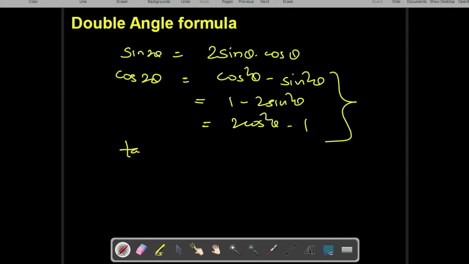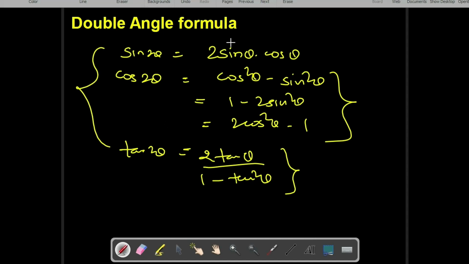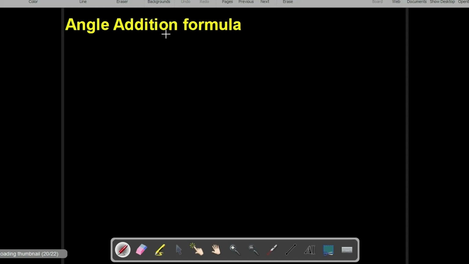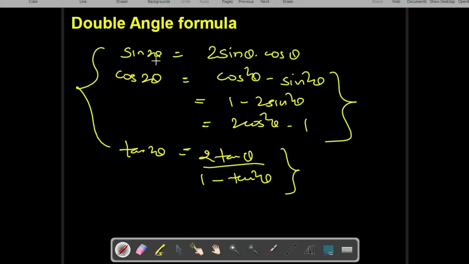Now similarly, tan 2 theta will be 2 tan theta upon 1 minus tan square theta. Now how does this come? There are a couple of formulas which we also need to remember, based on which we can identify these values as well. That is known as the angle addition formula. We can use that to identify the values of double angle or triple angle, whatever.